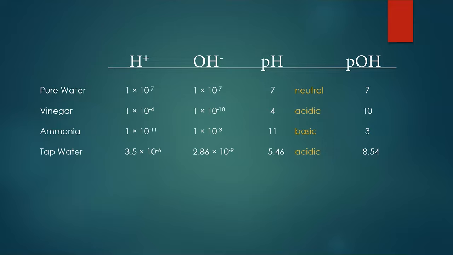Two very important things to notice. You may have realized that if you add the pH and the pOH in each of the four cases, it always adds up to 14, which means if you know one of them, you automatically know the other. And the other thing you may not have noticed is that if you multiply the H+ concentration times the hydroxide ion concentration, it always comes out to be 1 times 10 to the negative 14th. So again, if you know one of these, you can simply figure out the other one. So the pH scale is the most commonly used one, but the pOH scale will tell you exactly the same information.